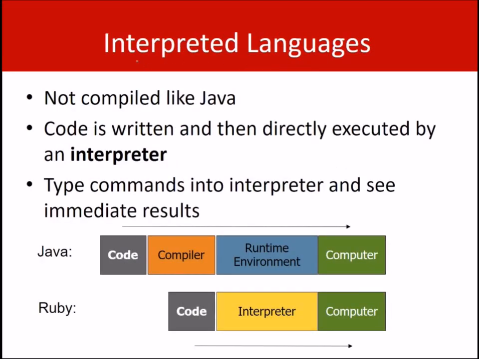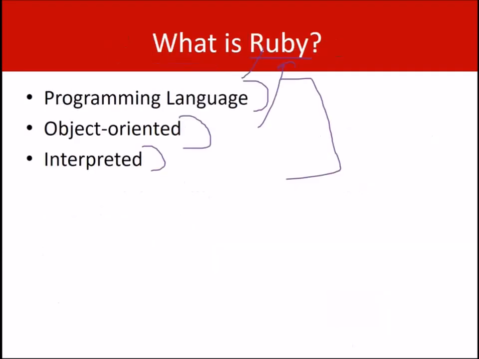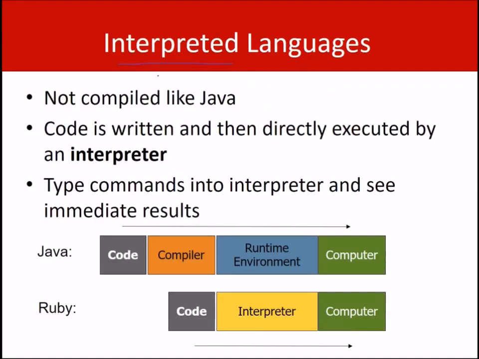So what do we mean when we say it is interpreted? Why is it not compiled? It is not compiled like Java. The code which is written is directly executed by an interpreter, not a compiler. What is an interpreter? It sees and converts each line, line by line, into machine code. So we type commands into the interpreter and we see the immediate results.